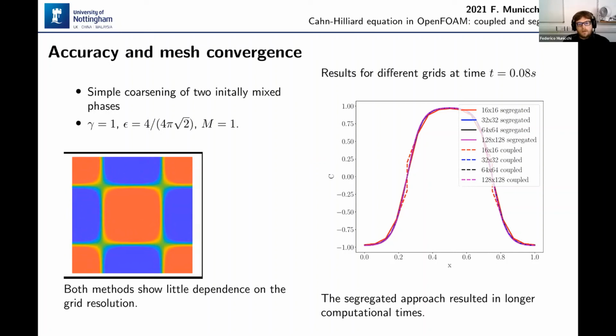One, of course, is the mobility, which is just a parameter that we have to enter in the model. Another is epsilon, the width of the interface. In the coupled solver there is really no other big difference in parameters, except that you also need the boundary conditions for the potential, the chemical potential. So that's maybe the main difference between the two.